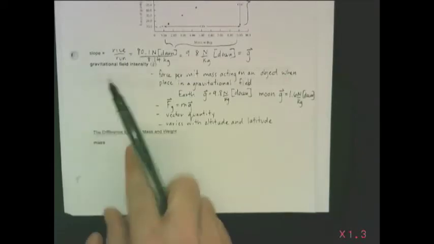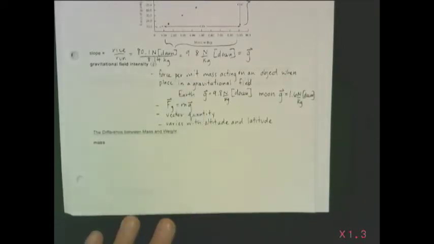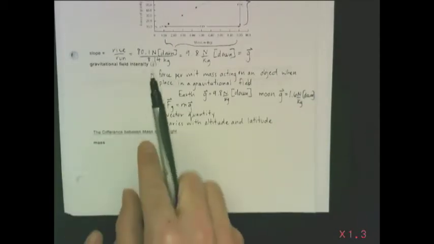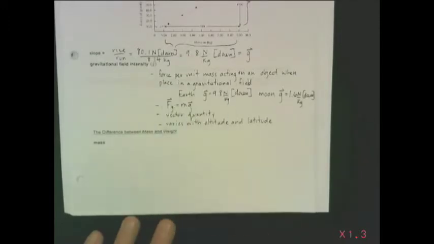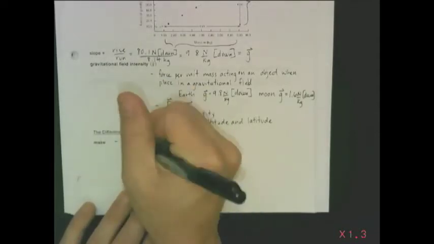All right, the next concept is clearing up a very large misconception that people have in science. And that is the difference between mass and weight. We've been using these terms interchangeably outside of science, but in science they have vastly different definitions. Mass is defined as the amount of matter in an object.